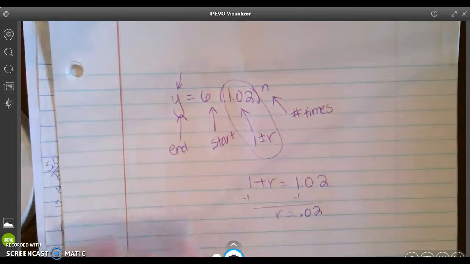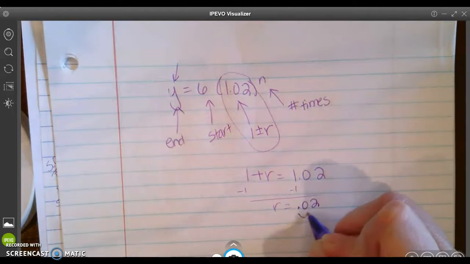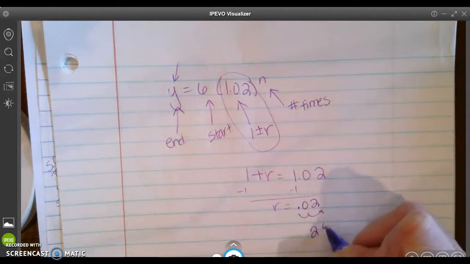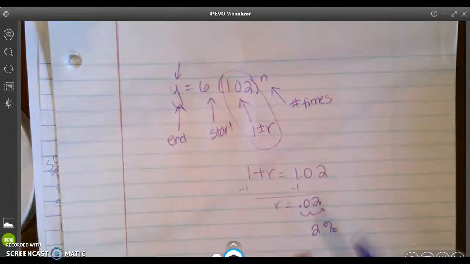You need to remember how percentages work. If I want to convert this to a percentage, I move the decimal to the right 2 places. That means this was a 2%, and I know I was adding. I'm greater than 1. This is a 2% increase. Okay, let's try another one.